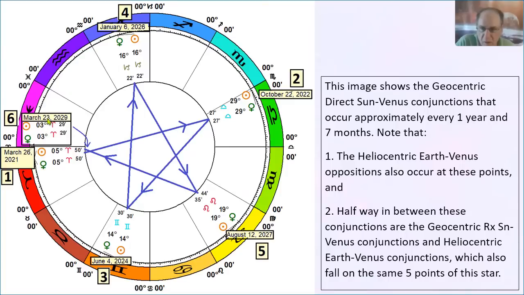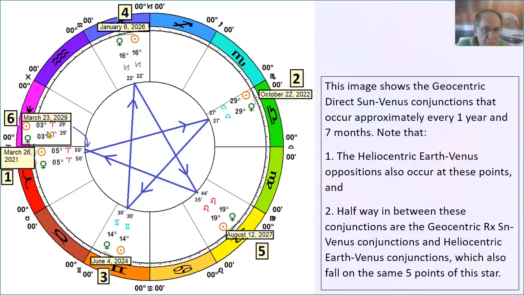So on March 23rd, 2029, that's 8 years later, less about 2.5 days, you have a conjunction at a little more than 2 degrees earlier, at 3 Aries.